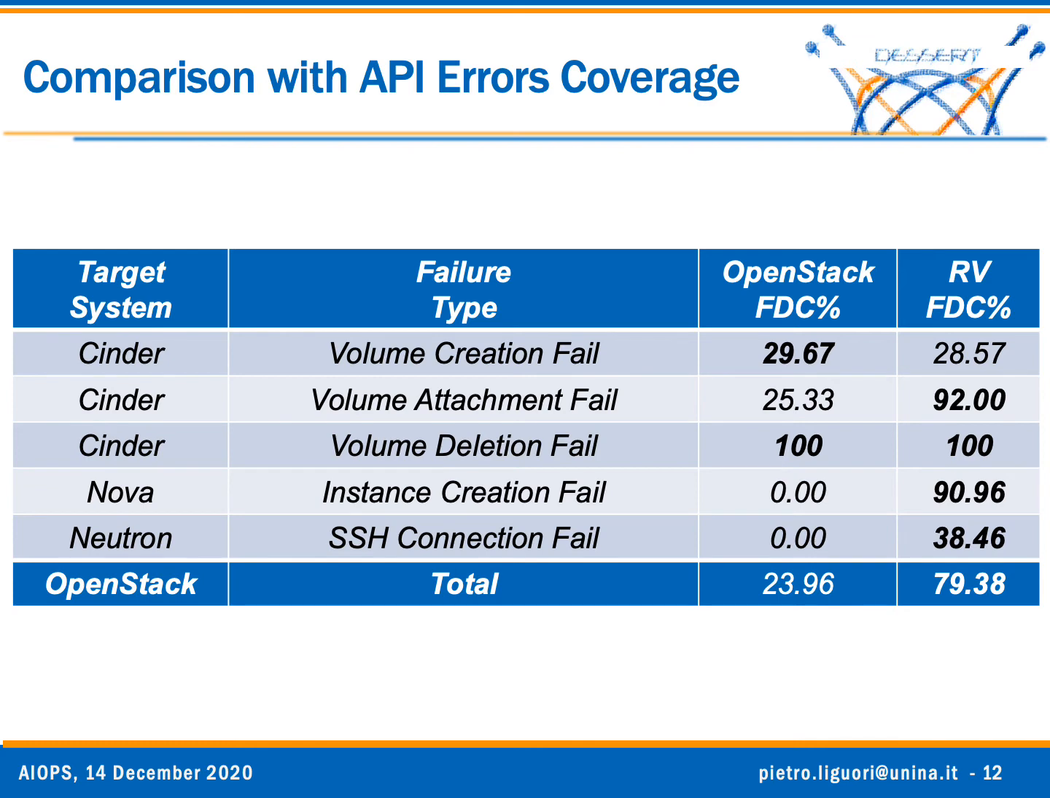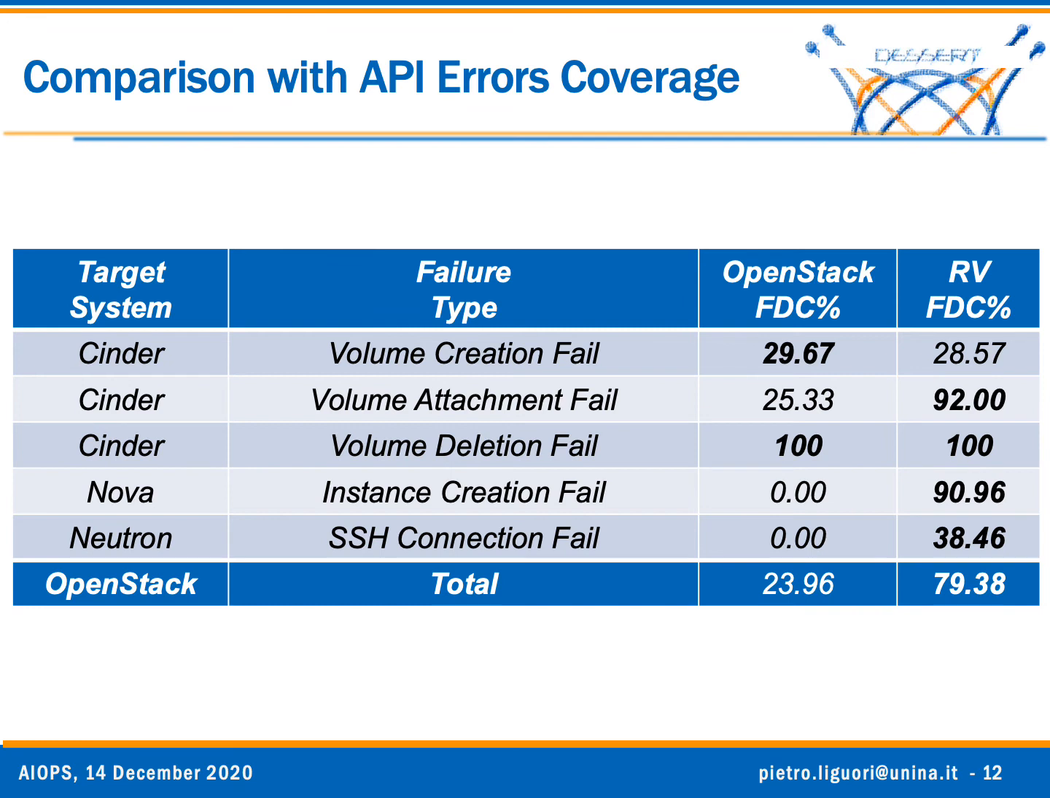We compared the coverage provided by our runtime verification approach with the coverage provided by OpenStack API errors by design. API errors notified users that the system is not able to perform a request, thus they work as a failure detection mechanism. The table shows the failure detection coverage of both approaches, considering different failure cases that are related to different operations. The results show that our approach is able to identify a failure in the 79.38% of the failures, showing a significant better performance than the OpenStack failure coverage mechanism.